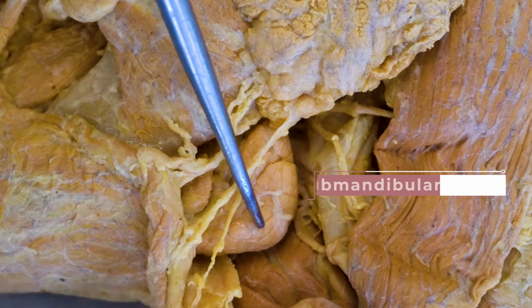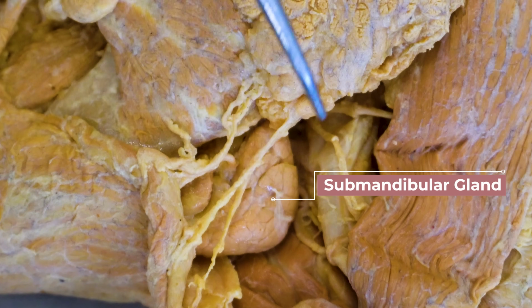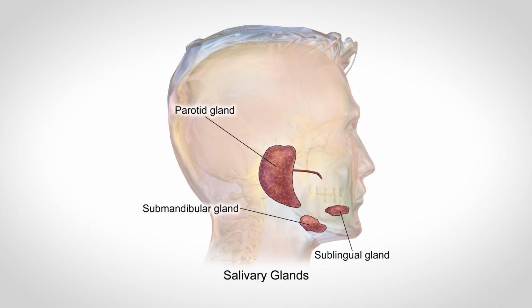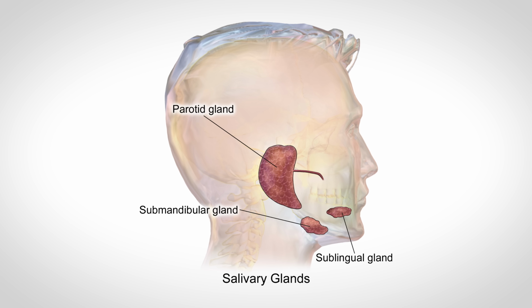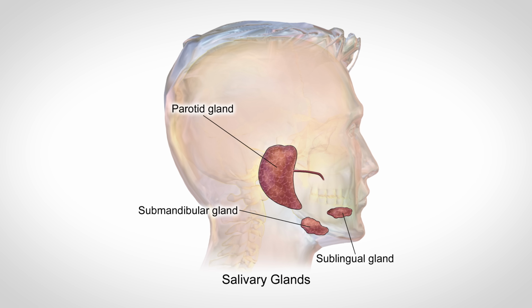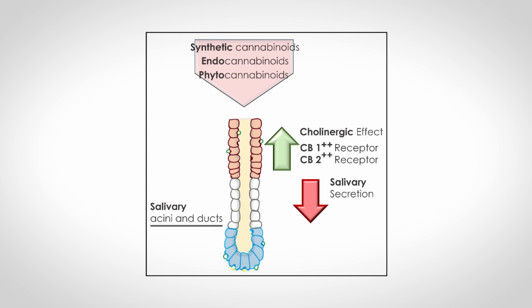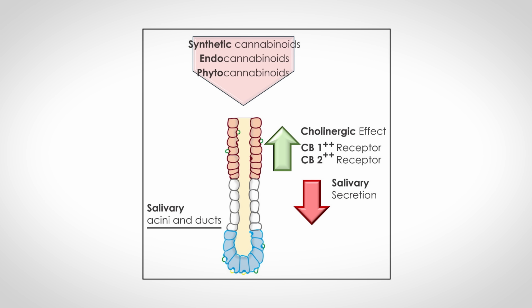And here we have another salivary gland called the submandibular gland, which is below the mandible. There are also sublingual glands beneath the tongue. But obviously these glands produce saliva, which lubricates the mouth and also contains enzymes that help break down carbohydrates. The key point here is that salivary glands contain a high density of cannabinoid receptors. When THC binds to those receptors, it downregulates saliva production. And so when saliva production drops, the mouth dries out.